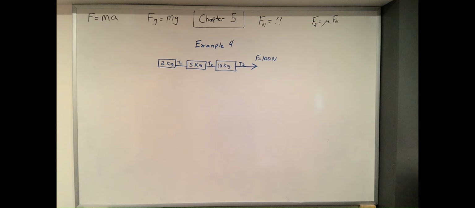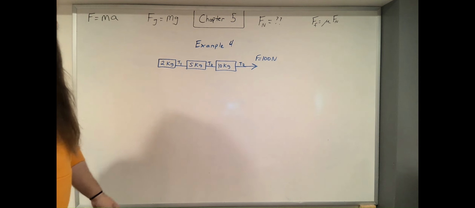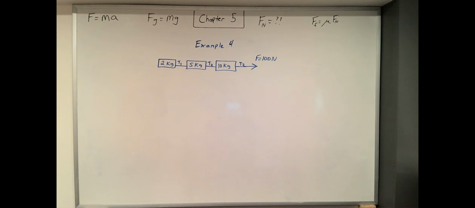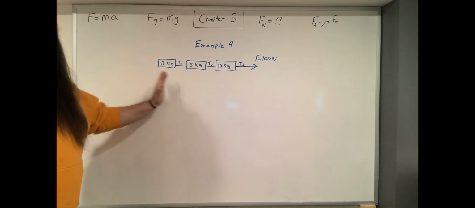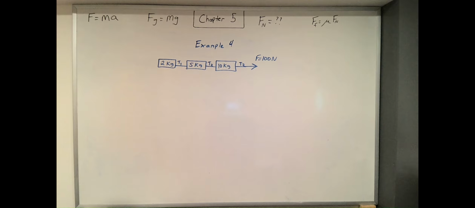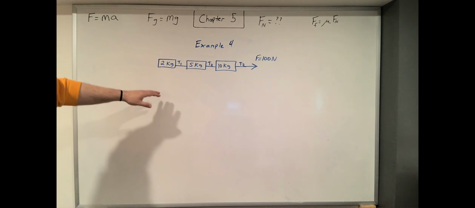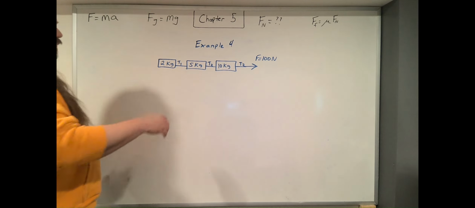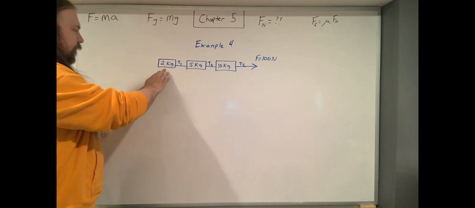Okay, so for example 4, I want to dive in a little bit deeper on tension. Here we have a collection of masses, all connected by ropes. So it's the first time we've had more than one mass. So I want to show you how to do these problems as well.